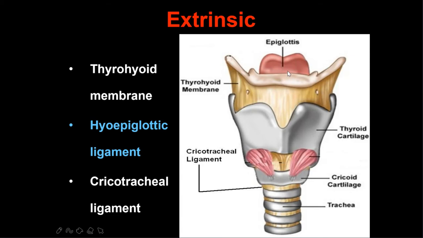Hyoepiglottic ligament. The anterior surface of the epiglottis attaches to the body of the hyoid by one ligament, that is the hyoepiglottic ligament. So from the epiglottis to outside the laryngeal framework, that is the hyoid bone. The hyoid bone comes under the outside of the laryngeal framework. And cricotracheal ligament or cricotracheal membrane. From the lower border of the cricoid cartilage to the upper tracheal ring, or first tracheal ring, there is a membrane, that is the cricotracheal membrane.